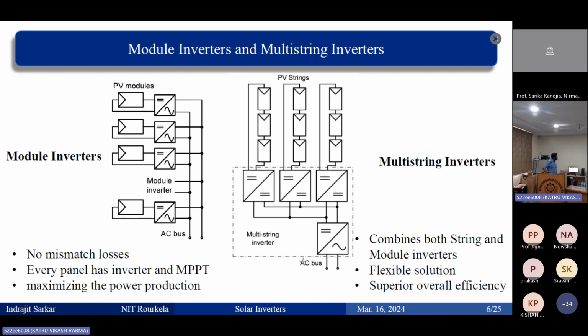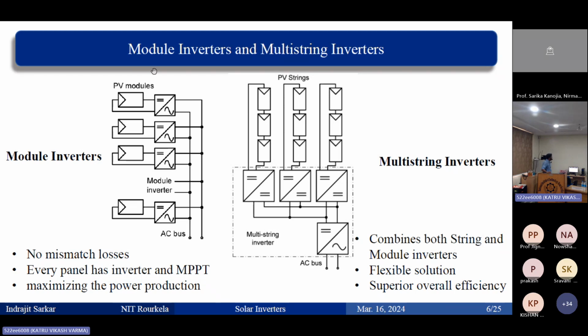Then we have these module inverters. This is a module, this is a module, so one module each, with a common AC bus. So all the inverters are coming in parallel, so you are increasing the complexity. What is the difference between this module inverter and the previous one? There we had a solar string. Here we have a solar module only, not a string. So the inverter size is smaller, but the number of inverters is more, if the power levels are the same in both cases.